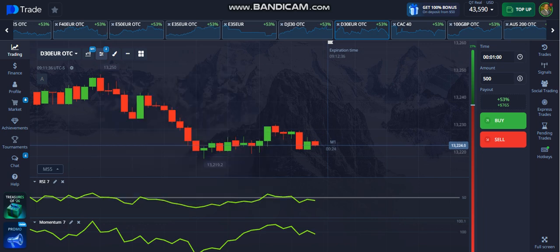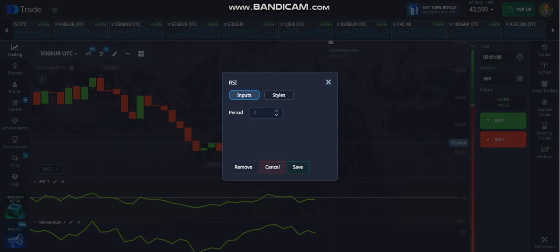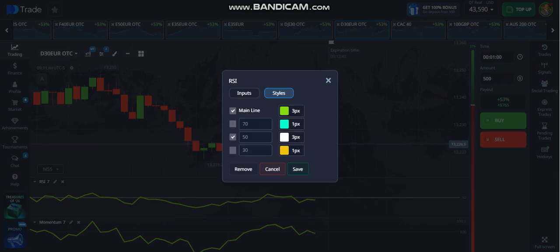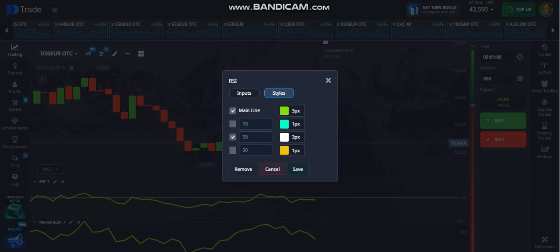When I click on the indicator settings for the RSI, I have the period set to 7. And in the style settings, I've disabled the 70 and the 30 lines. In the default settings, they're enabled, so we're going to disable them. We're only going to keep the main line and the 50 line here. I've set the main line to 3 pixels green, while the 50 line is set to white, 3 pixels.